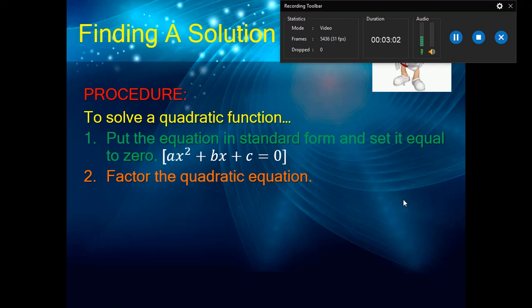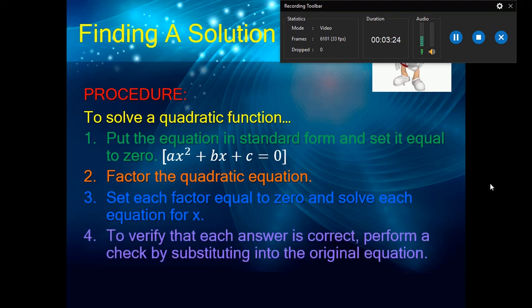Once we have it in standard form, you're going to factor the quadratic equation. We're going to come up with the two binomials that would create it. Once we've picked the right binomial factors, we will set each factor equal to 0, and then we're going to solve for x, and this will tell us where our solutions are. And then ultimately, we want to check that our solutions will actually work and are correct. So what we do is we'll take those x values and sub them into the original function.